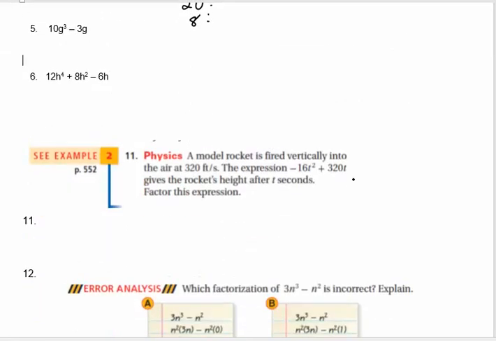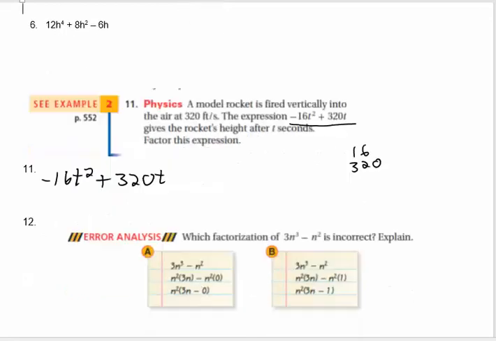Number 11 is just an application problem. They've written that this is the expression that gives the rocket's height after t seconds. Factor this expression. You don't really have to solve a problem here. It's just factoring this. So you still find the greatest common factor of 16 and 320, and then, oh, there's a t on there, and the t will go with that as well. It's probably 16. Try that.